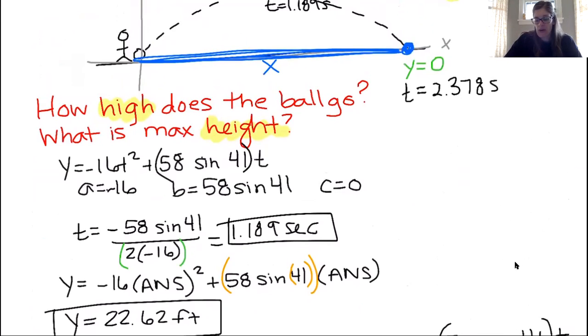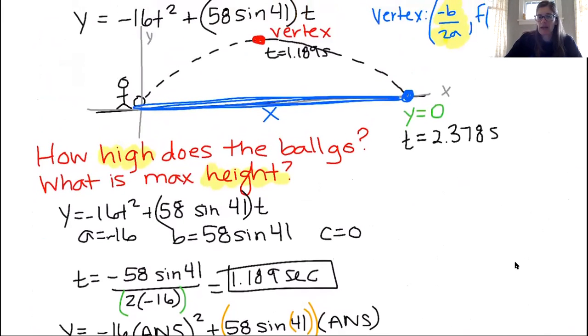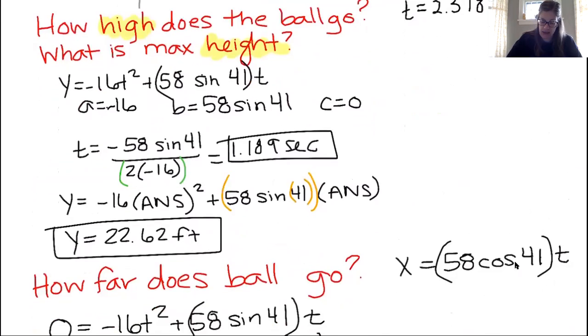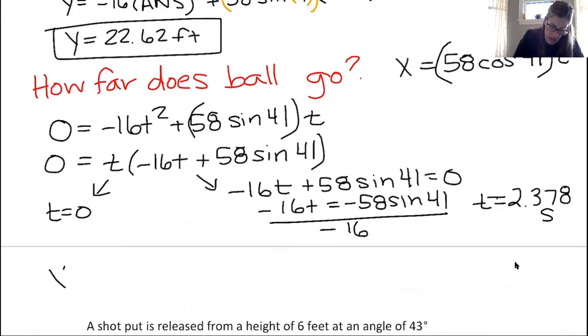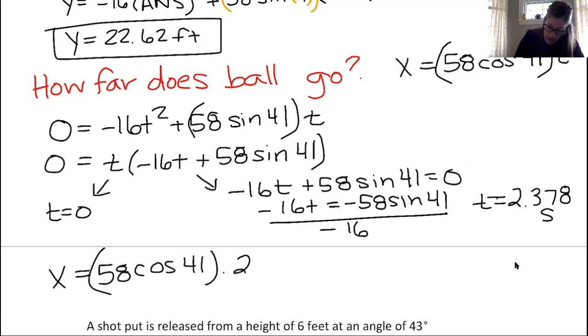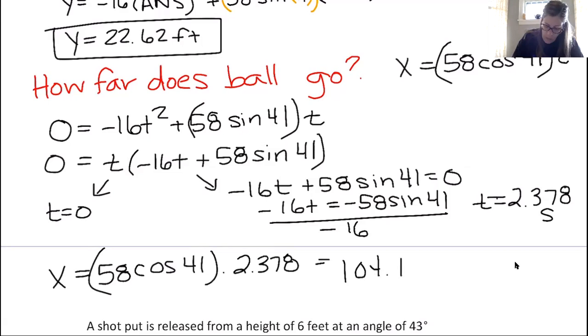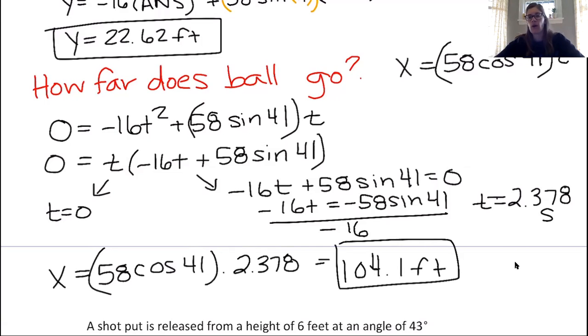So we're going to take this time and plug it into the X equation. To answer the question of how far the ball goes, we're going to say X equals 58 cosine 41 times 2.378. I'm going to use my answer key again on this one. So if you're using 2.378, we're going to have slightly different answers. Okay, I get 104.1 feet. So that's how far the ball goes.